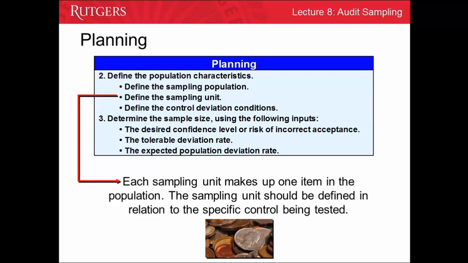And the second stage to define the population characteristics is to define the sampling unit. The individual members of the sampling population are called sampling units. In auditing, a sampling unit may be a document, an entry, or a line item. Each sampling unit makes up one item in the population. The sampling unit should be defined in relation to the controls being tested.